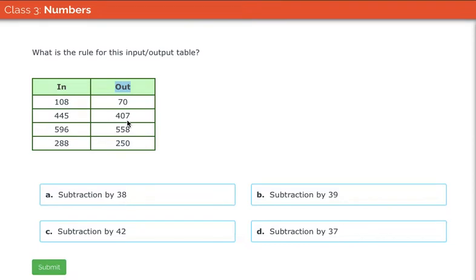Now 596 minus 38. So 596 minus 30 is equal to 566. 566 minus 8 is equal to 558. Now 288 minus 38. Let's minus the 8 from 288, now it will be 280. 280 minus 30 is 250. So the rule is subtract 38.